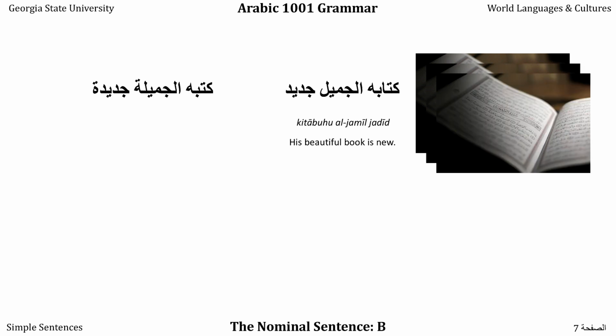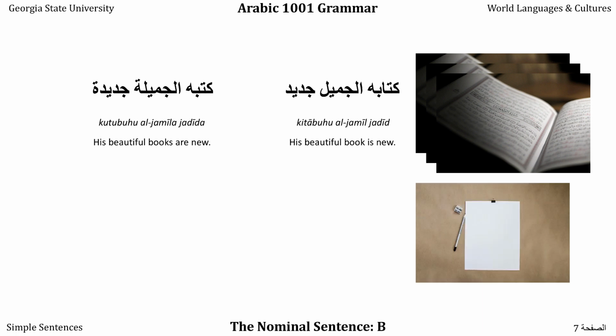If we make them plural, we're going to change kitabuhu to kutubuhu, his books. We're going to change al-jamil to al-jamila because non-human plural is feminine singular. And for the same reason, we're going to change jadid to jadida. So kutubuhu al-jamila jadida means his beautiful books are new. Notice in this sentence in the Arabic characters, it's really easy to look at that first final ha at the end of kutubuhu and mistake it for a ta marbuta. It looks exactly like a ta marbuta except without its dots. This is very confusing for first-year students, so be very careful whenever you see a final hu at the end of a word because it looks so very much like ta marbuta.